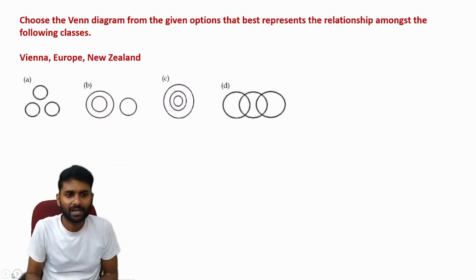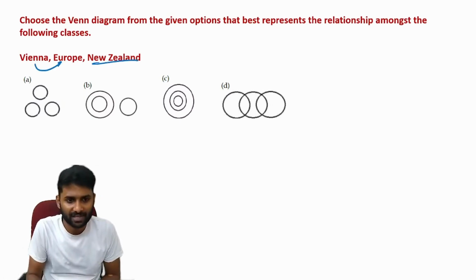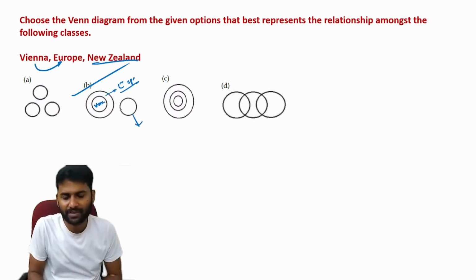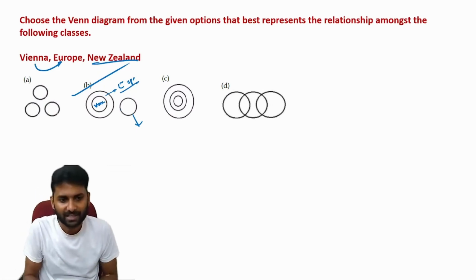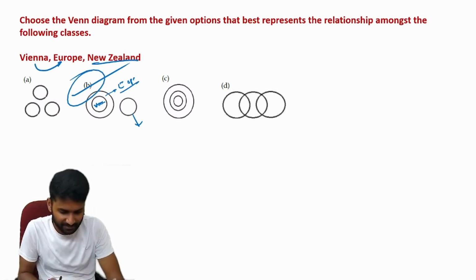Now you already know that, guys. Vienna is a part of Europe and New Zealand is a completely different country. That's why here the relation is B. See, the inside circle is all about Vienna, and this circle represents Europe. Why? Because Vienna is a part of Europe. There is no connection between New Zealand, Europe, and Vienna. That's why we have to take the other circle. So here the suitable answer is B. Are you clear with this relation?